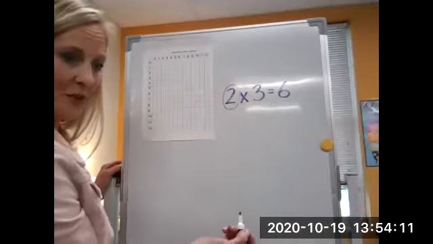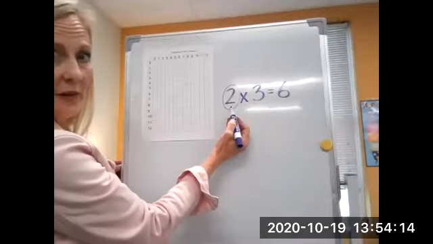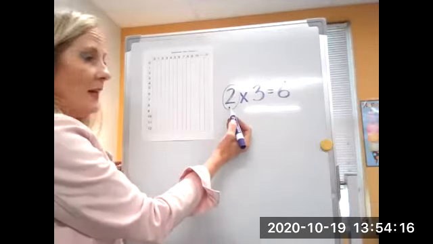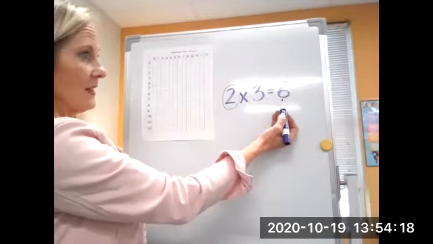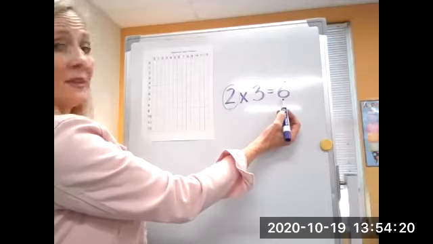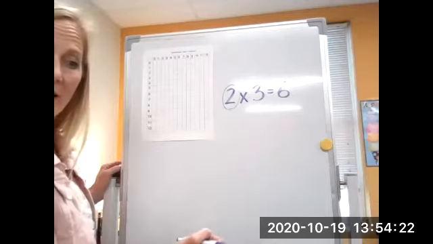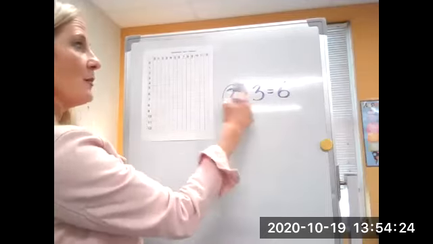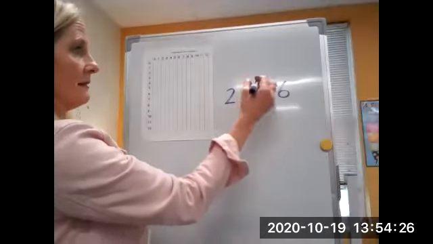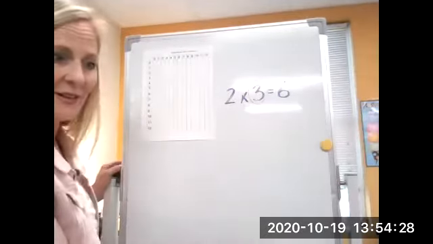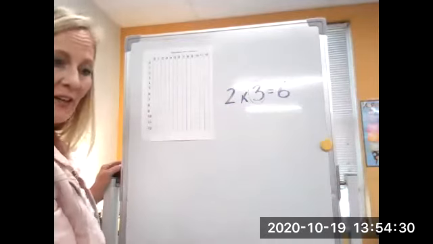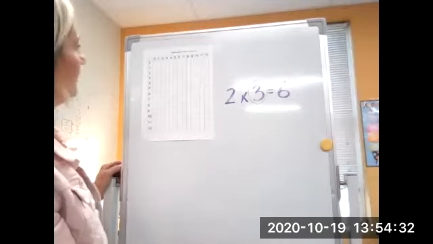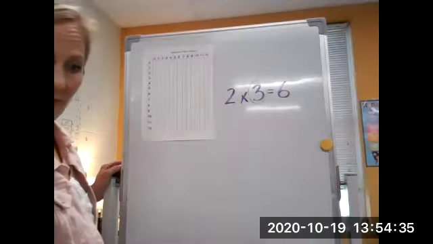Because, why is that a multiple of 2? Because 2 is one of the factors that you use to multiply together to get the product, the answer, 6. We can also say that 6 is a multiple of 3. Why can we say that? Because 3 was one of the factors that were multiplied together to get the product 6.